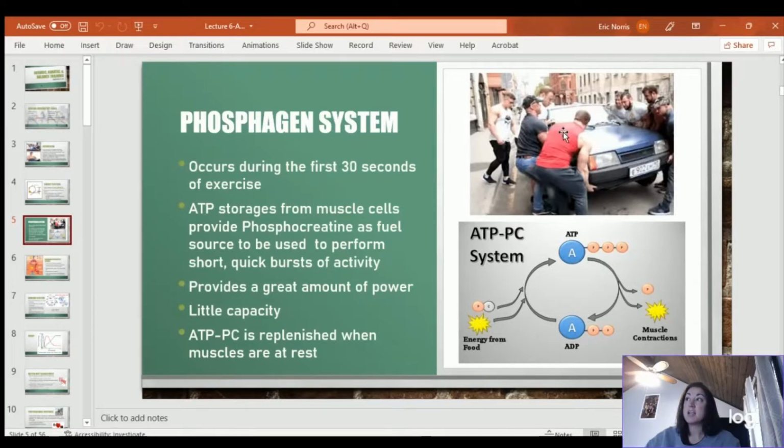I show somebody picking up a car. That's also an epinephrine thing, where there are amazing chemicals going throughout their body, a fight or flight response to danger that allows people to do crazy things like that. But this system is replenished when the muscles are at rest, even though it quickly depletes. So this is the phosphagen system, or ATP-PC system.